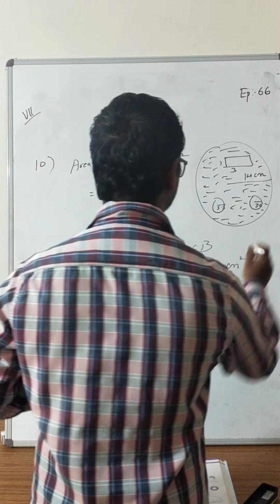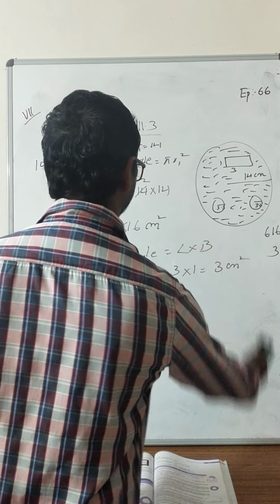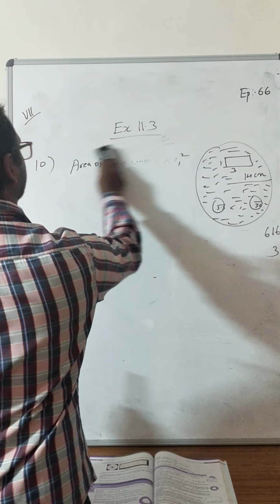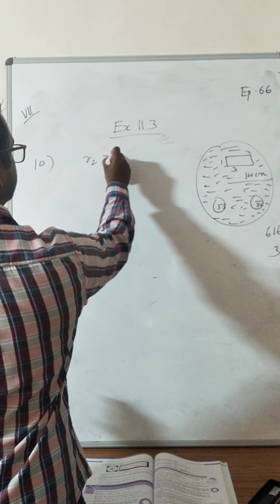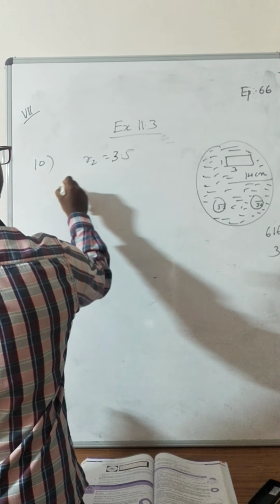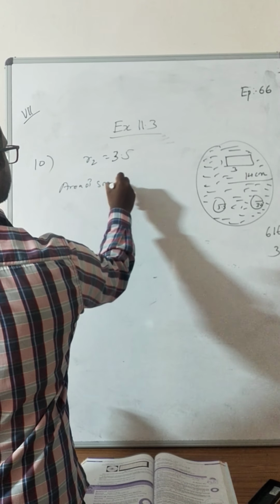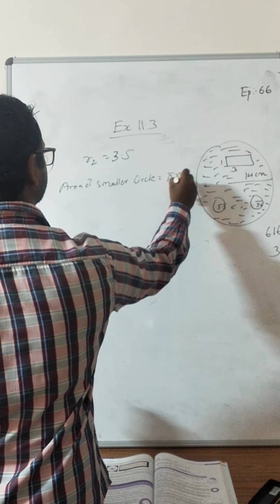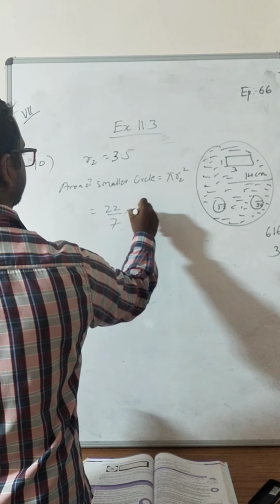So we are getting the value 616. Then we got 3. Okay. Now R2 is 3.5. So the area of the smaller circle is equal to pi r2 square. Okay, so pi is how much? 22 by 7. R2 is how much?